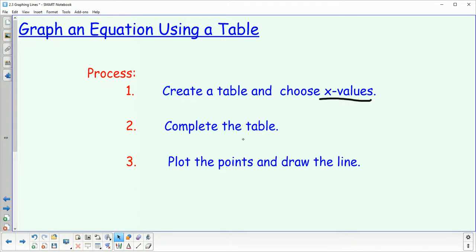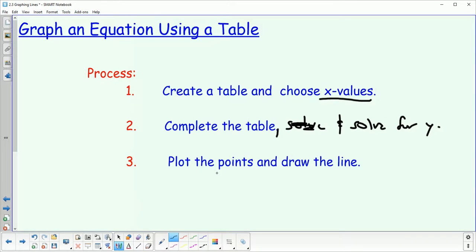And then you're going to complete the table in step 2. What this means is plug in your x values and solve for y. So remember, we need an x and a y value, and what that does is create points. So we're going to have points that both have an x and y. We're going to plot those points, and then we're going to draw our line.